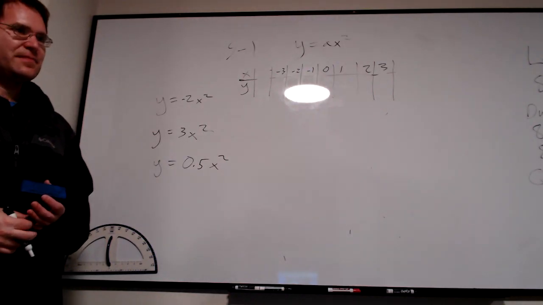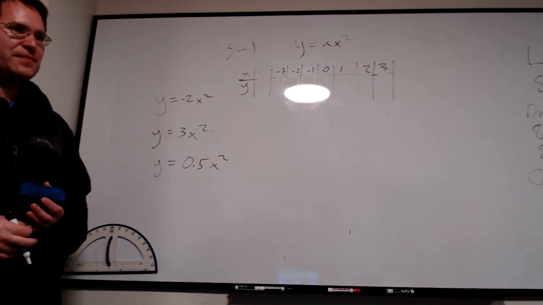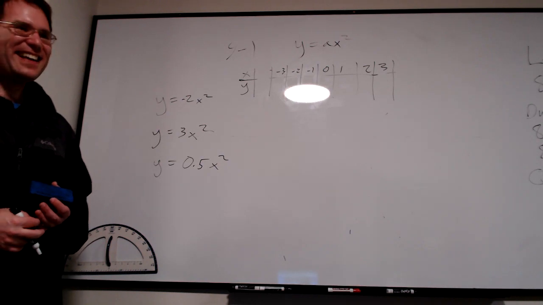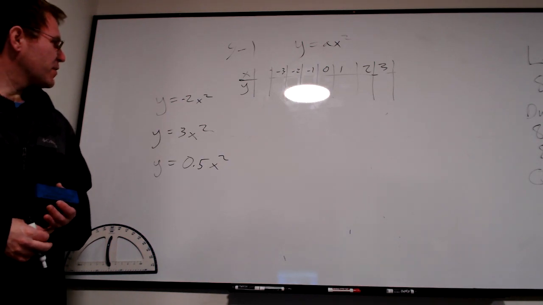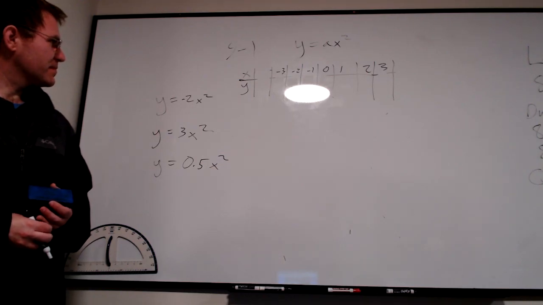Wait, 8 times 8 is... Well, I mean, you guys can figure all that out. I'm not worried about that. 72. No, that's 8 times 9.